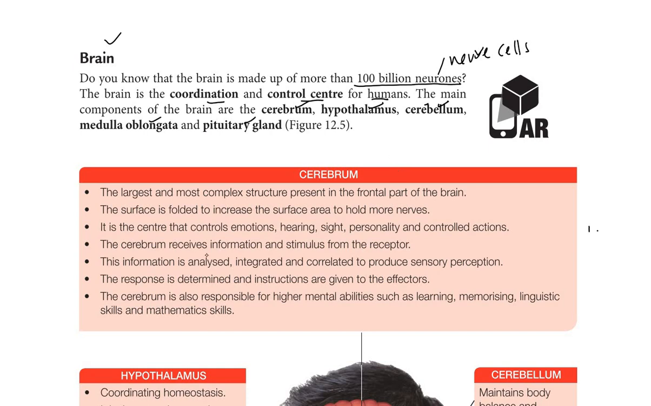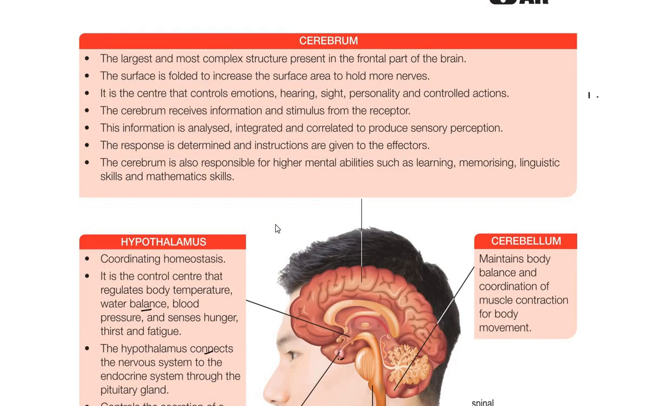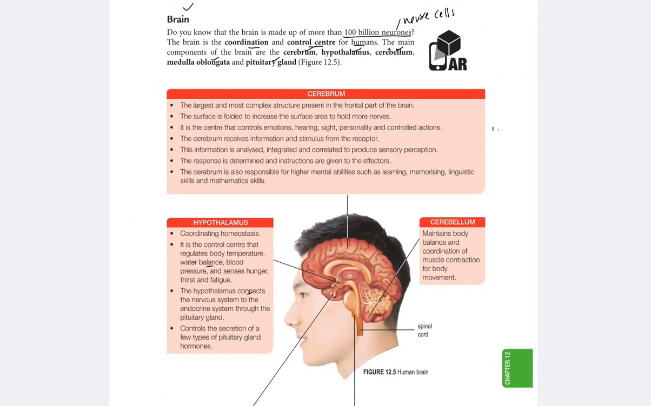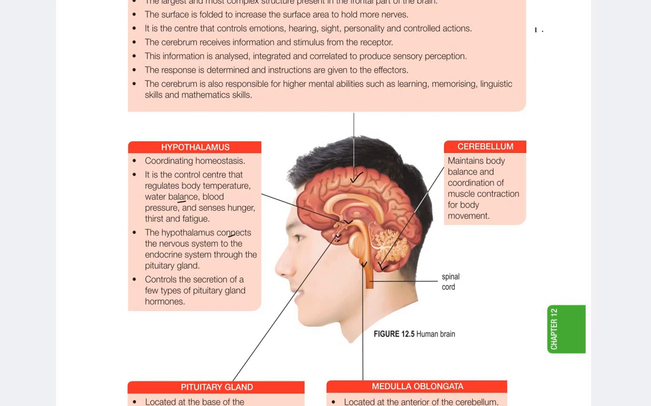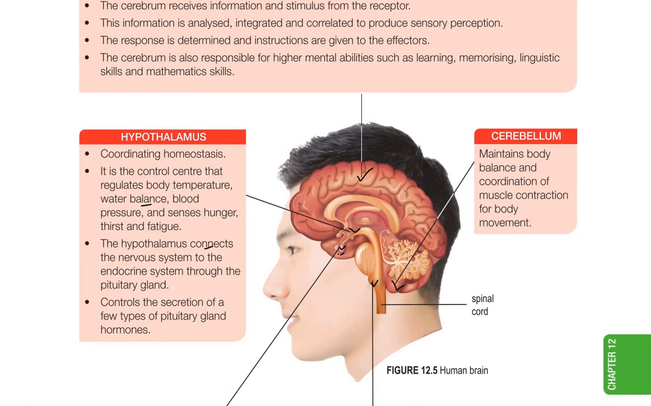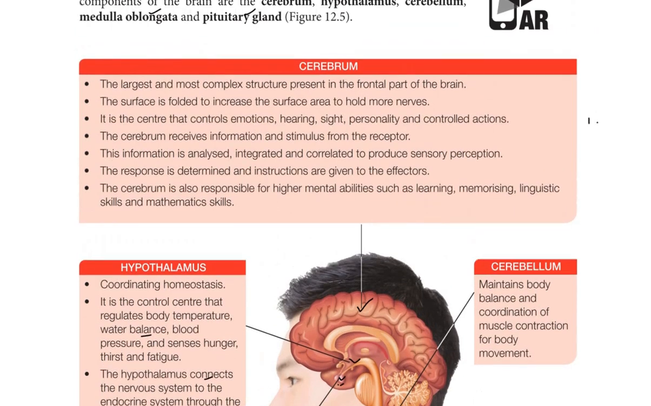Okay, so let's take a look at the labels first. Here we have the cerebrum, and then the cerebellum, medulla oblongata, pituitary gland, and also the hypothalamus. So these are the 5 parts of the brain. So let us see them one by one. The first one is the cerebrum.